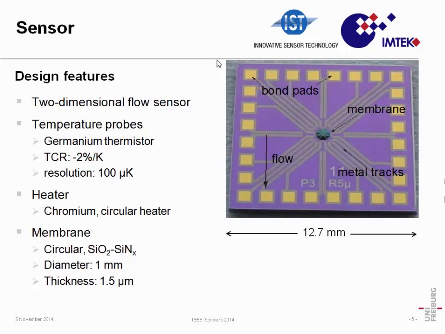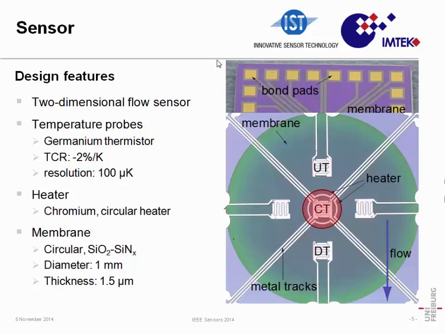The sensor we're using was originally meant for two-dimensional flow measurement. That's why, if we look closer at the membrane at the center of the chip, we'll find four concentric thermistors to measure the temperature oscillations. But what is important is this central pair, which is made up of a germanium thermistor, which has a quite high temperature coefficient of resistivity, and a chromium heater that closely surrounds it.